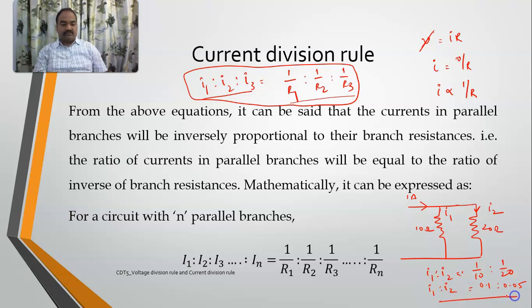This is the ratio. So if I simplify it, what will I be getting? I will be getting it as 2 is to 1. This is the value of I1 is to I2. So which means that out of a total of 1 ampere of current, 2 parts will be flowing into this one and 1 part will be flowing into this one. Am I clear? So this is the current division rule.